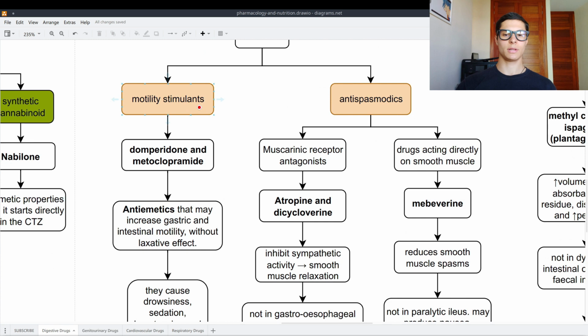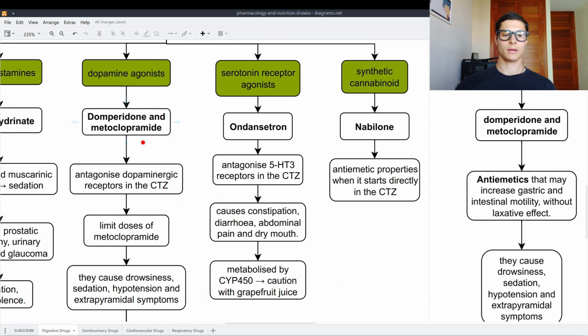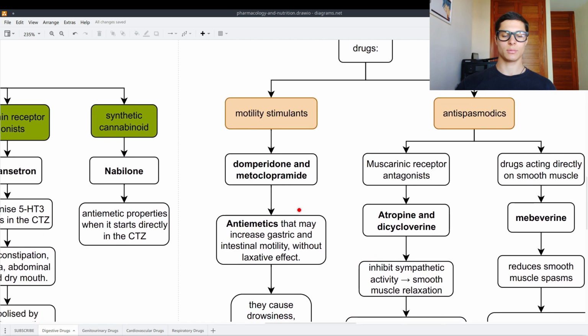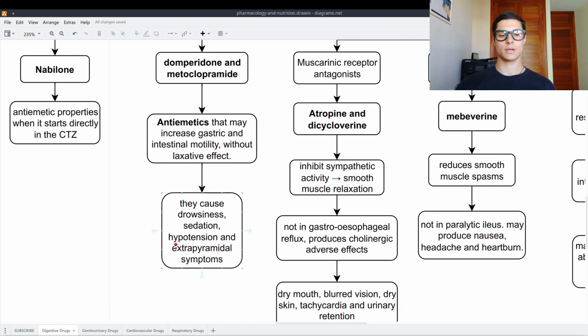Drugs, motility stimulants, for example domperidone and metoclopramide, which again can work as motility stimulants as well. These are antiemetics that may increase gastric and intestinal motility without the laxative effect. They can cause drowsiness, sedation, hypotension, and extrapyramidal symptoms because they are correlated with dopamine.